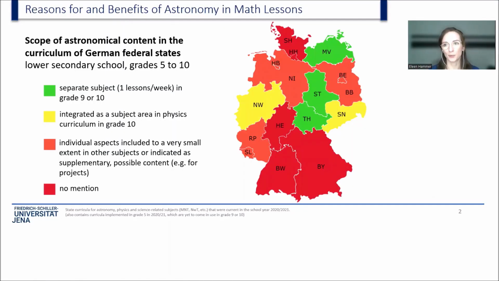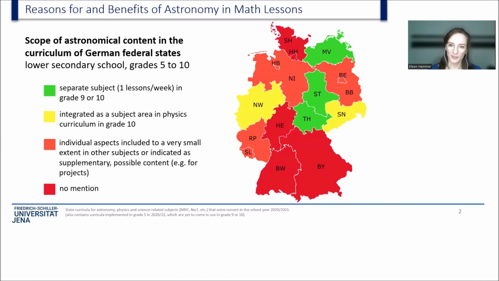Here you see a map of Germany with the 16 German federal states. The green states are the ones that teach astronomy as a separate subject, but only in grade 10. The yellow ones are the states that have astronomy incorporated into the physics or science curriculum in grade 10. And the red states are the ones that don't teach astronomy at all. It means some students leave school without having even a basic knowledge about the universe or the things they see in the sky. And I thought that needed to change.